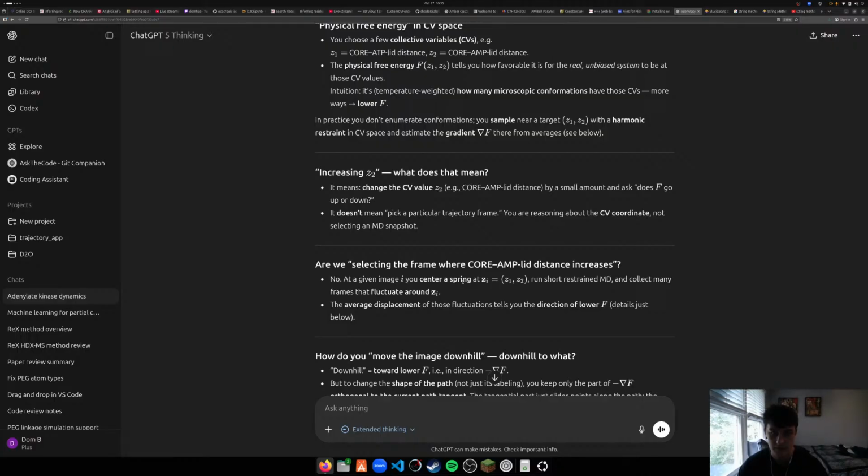We are selecting the frame where, no, at a given image I, you center the spring, run a short restraint, and collect many frames that fluctuate around Z. The average displacement of those fluctuations tells you the direction of lower F.